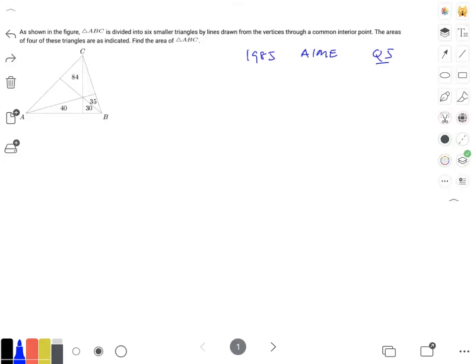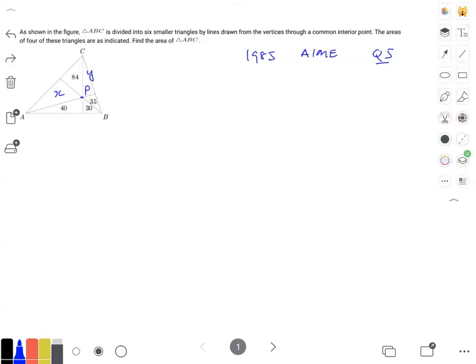So let's read this. As shown in the figure, triangle BAC is divided into 6 smaller triangles by 3 lines that pass through each of the vertices and that pass through some point of concurrency P. The areas of 4 of these triangles are indicated. Find the area of ABC, so the big triangle. So what I'll do is I'll let this be equal to X and I'll let this be equal to Y.